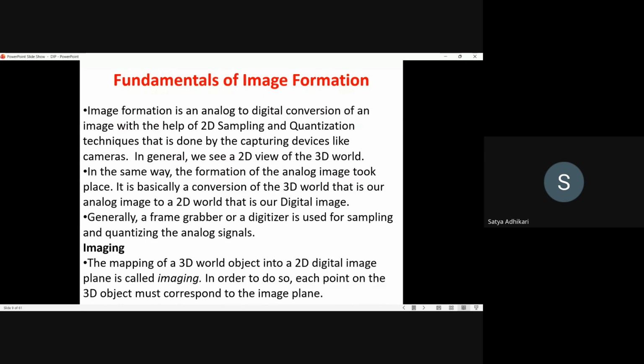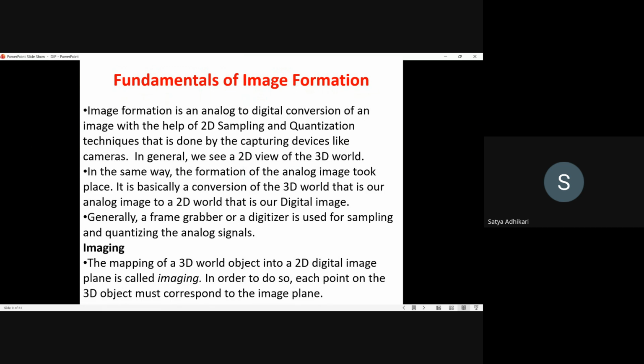Then the fundamentals of image formation. As you know, your screen is 2D, and in the real world the object is 3D, so there should be a mapping from the 3D world to the 2D view. So image formation is an analog to digital conversion of an image with the help of 2D sampling and quantization technique that is done by the capturing device like cameras. This conversion from analog to digital is basically done in two techniques. One is sampling and the other is quantization.